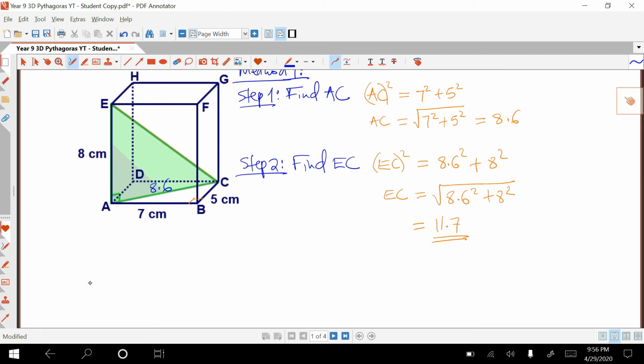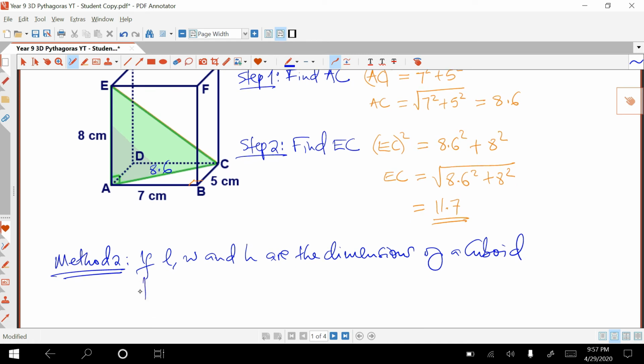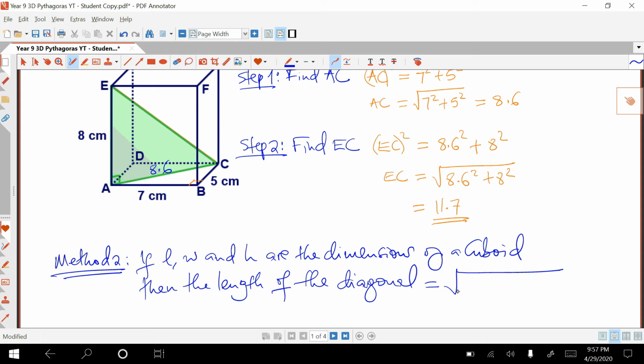So method 2 is much easier. But first of all, I have to explain what it is. In method 2, suppose we are given the length, the width, and the height. So if L, W, and H are the dimensions of a cuboid, then the length of the diagonal will be equal to the square root of the sum of the squares of these lengths: L squared plus W squared plus H squared.